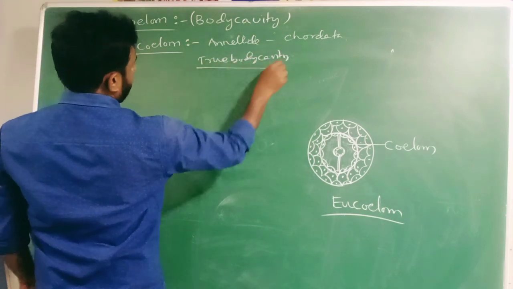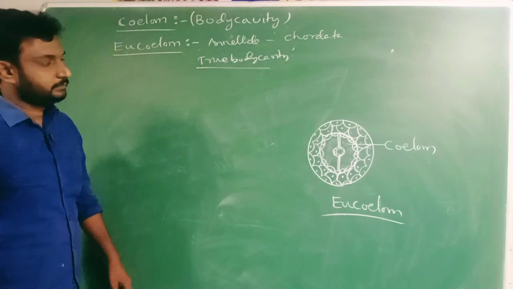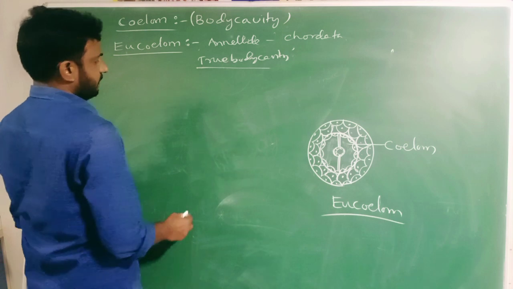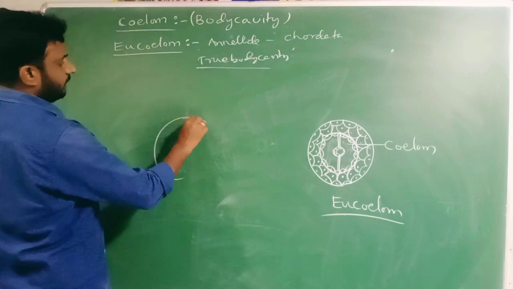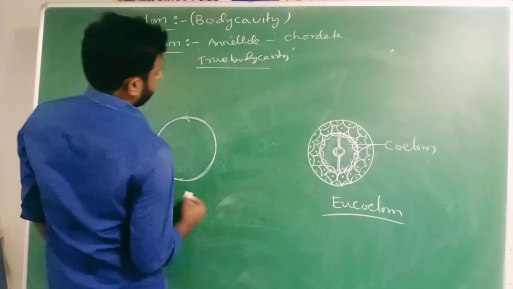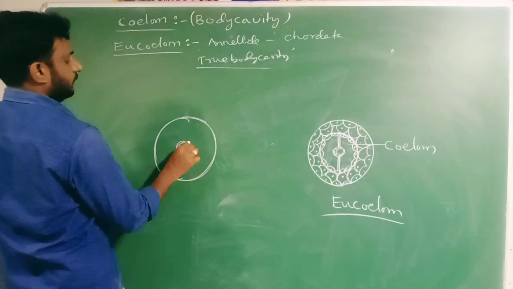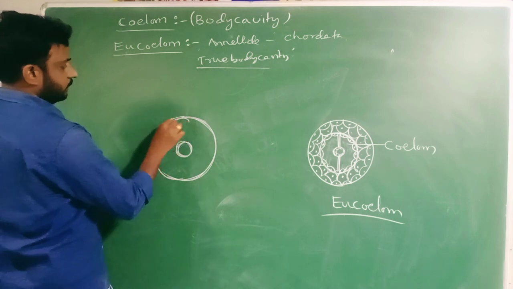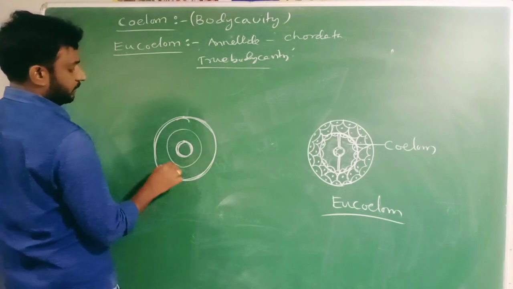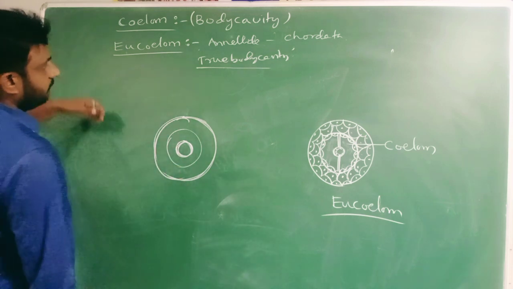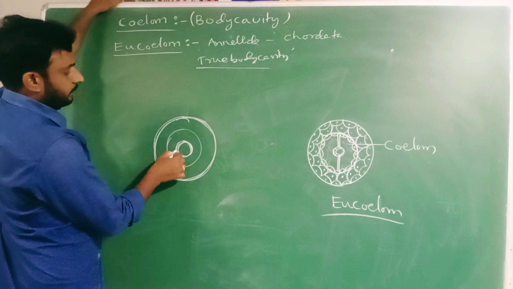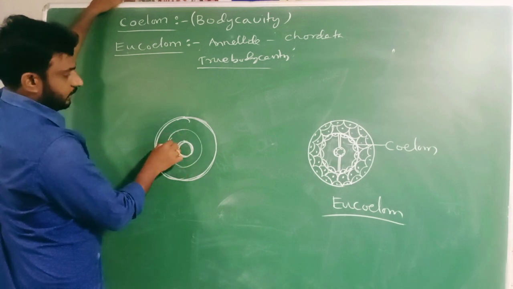Why is it called true body cavity? Annelids are triploblastic animals with three primary germ layers. The outer layer is called ectoderm, the inner layer is called endoderm, and the middle layer is called mesoderm.